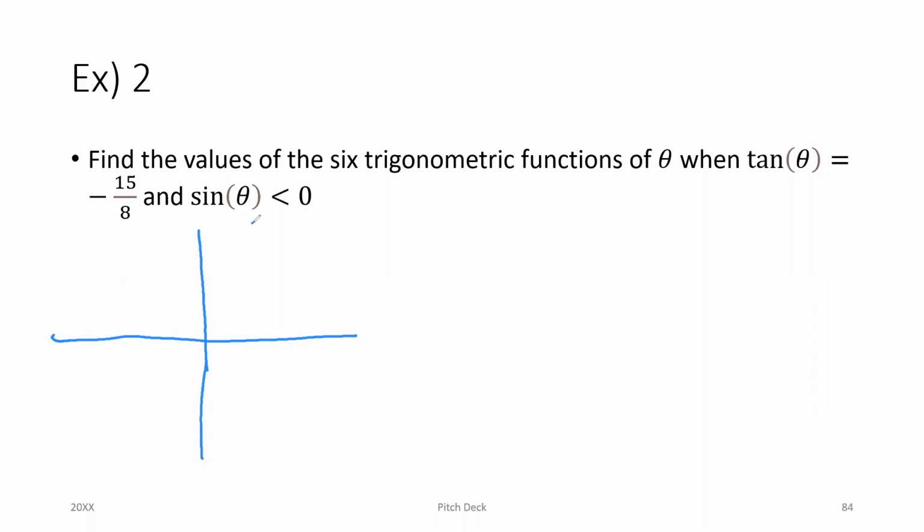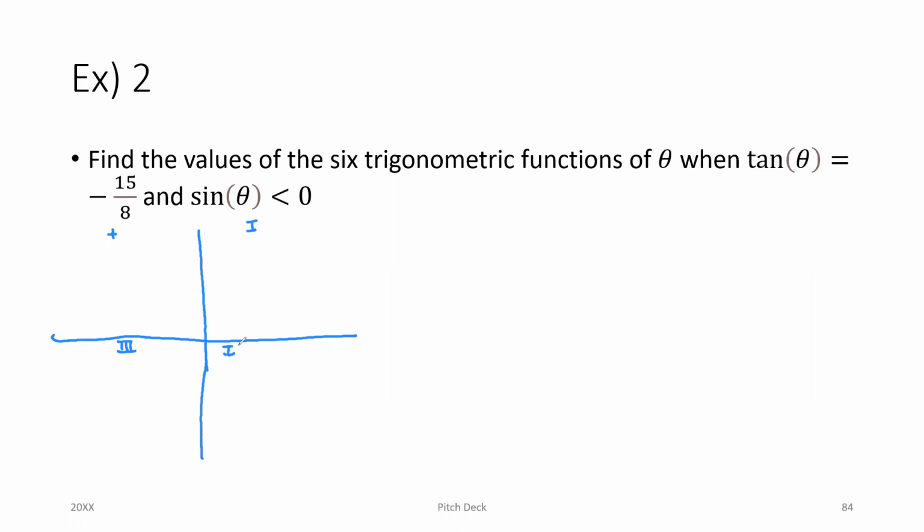So in quadrant 1, the sign is positive, so that won't work. Quadrant 2, the sign is also positive, so that's not going to work. Quadrant 3, the sign is technically negative, so that's a possibility. What about quadrant 4? Is the sign negative? Yes.